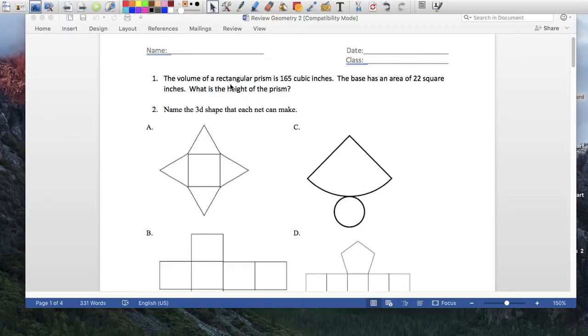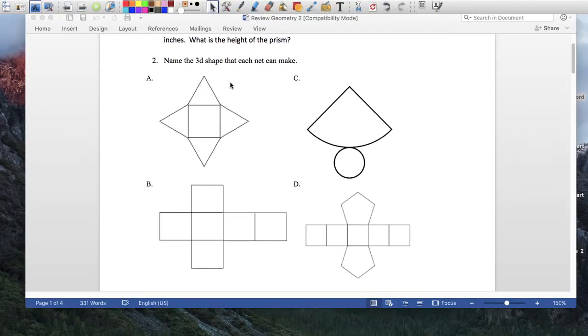Okay, question 2. Name the 3D shape that each net can make. Ooh, so this one is different. Pretend the shape was peeled. So if you were to close this and bring this up and fold it in, this would become a square pyramid.